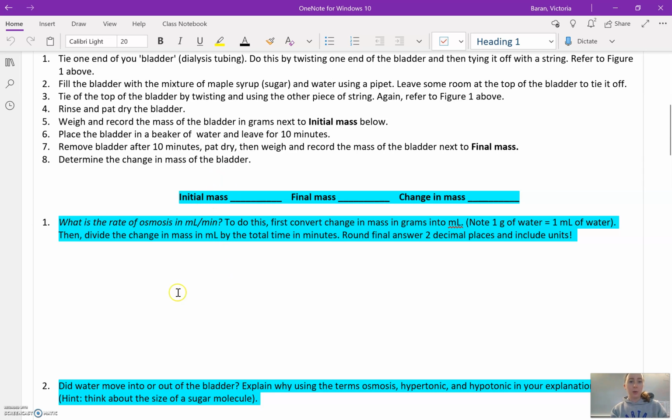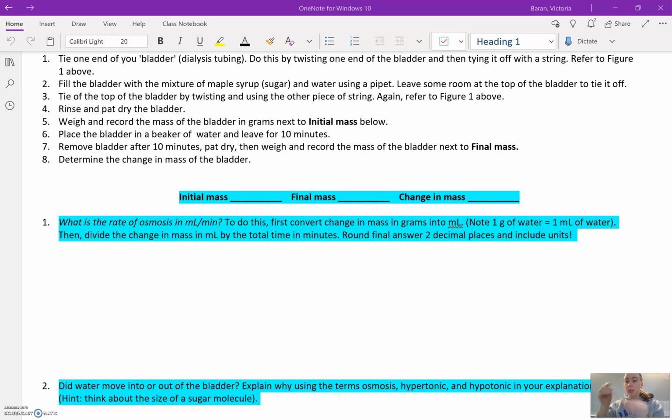I'm going to make the bladder and we're going to collect data for the initial mass of that. Alright, so here's our little bladder. Again, it's this dialysis tubing, which is semi-permeable, and inside I have that maple syrup water. Remember, maple syrup is made of sugar, and sugar is a really big molecule, and this is a selectively permeable, so a semi-permeable membrane.